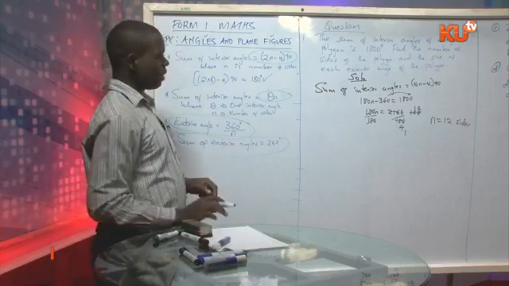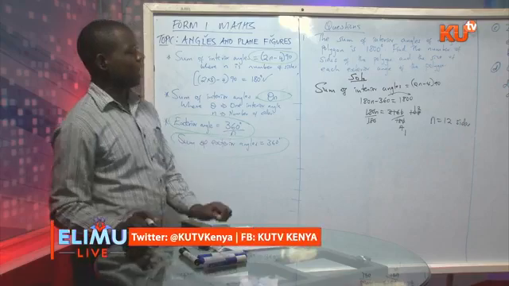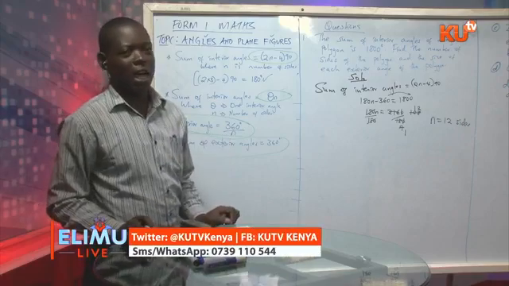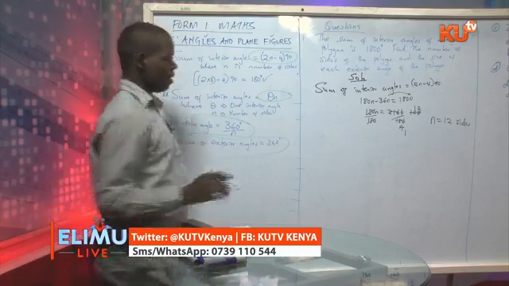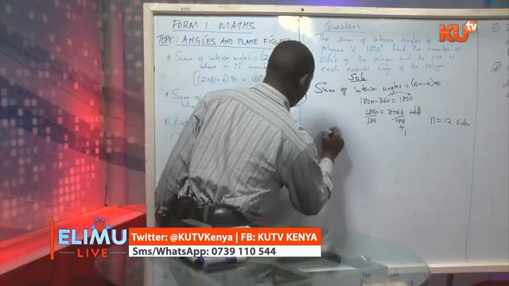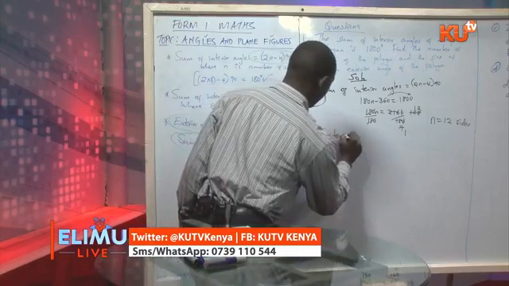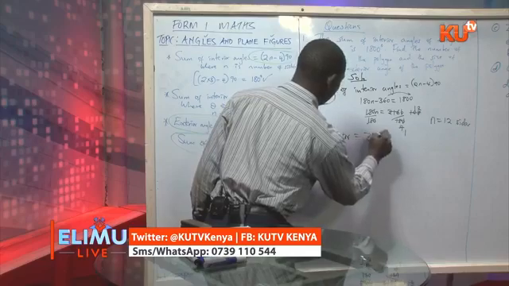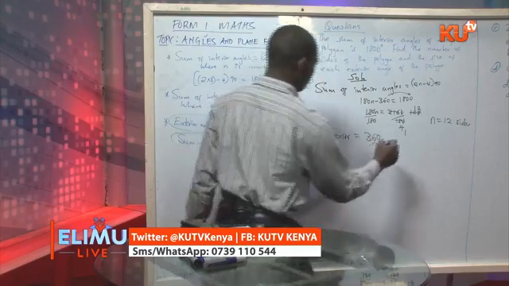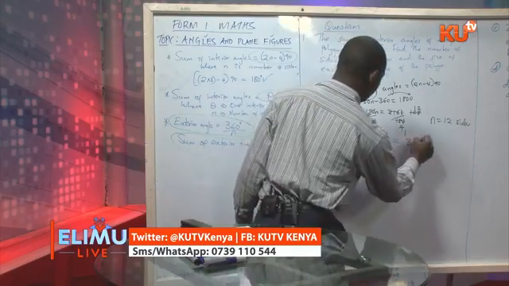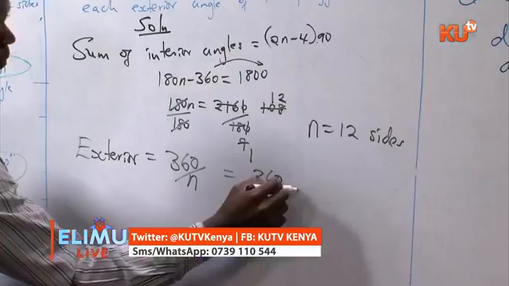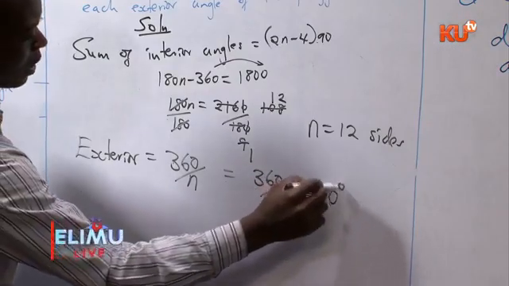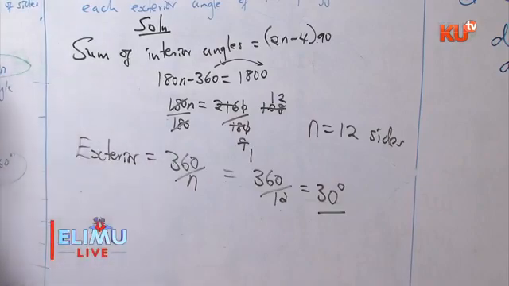If the polygon has 12 sides, then what is the size of each exterior angle? We've said that the exterior angle is 360 divided by n. So what will this be? 360 divided by 12. That will give you 30 degrees. So each exterior angle is 30 degrees.